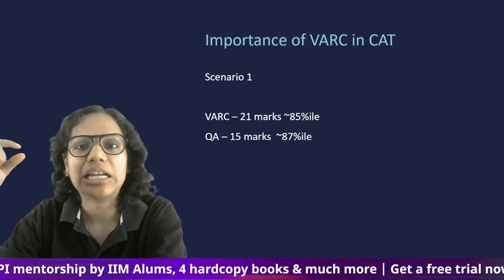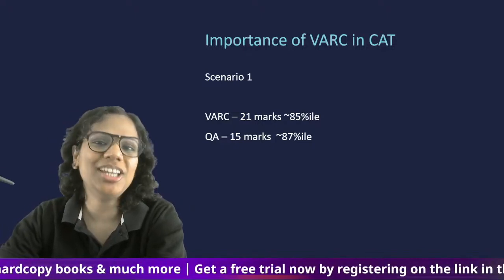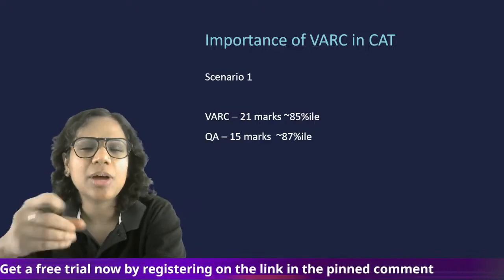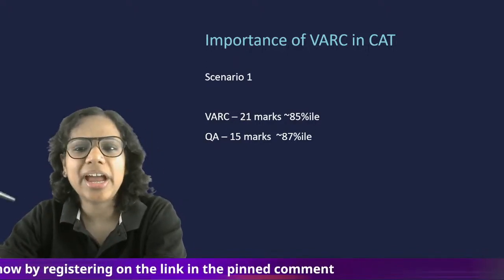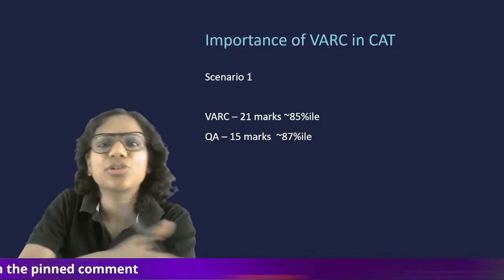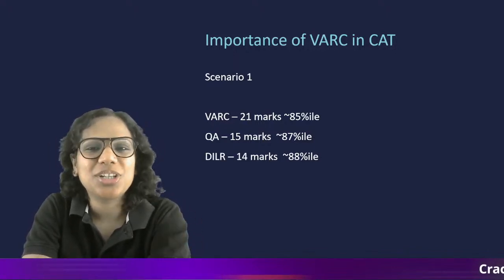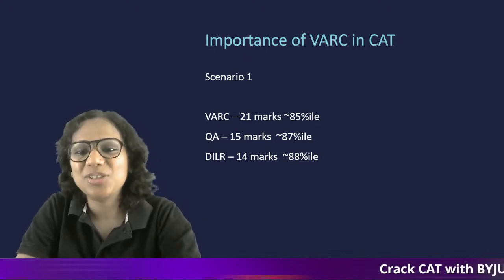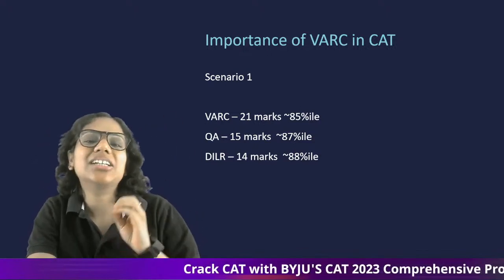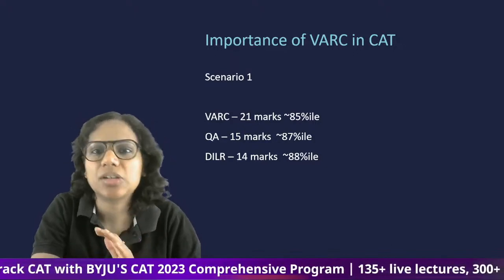I'm stating right in the beginning that whatever I tell you today is according to what we saw in CAT 2022. Now QA, let's say you're getting 15 marks right now, 5 questions net correct, and you're getting an 87 percentile. With this score you'll get an 87 percentile if the paper is as difficult as CAT 2022. And in DILR, you currently have 14 marks, which will fetch you approximately an 88 percentile. So this is where we stand currently, in the mid to late 80s. That's my starting point.